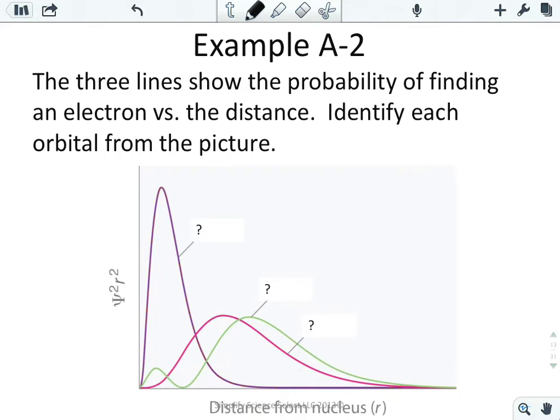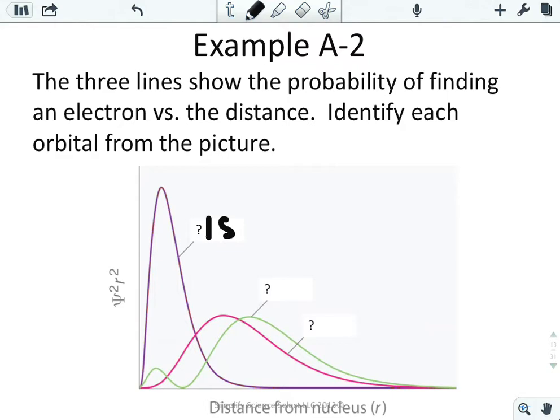Looking at our next example, we see we have A2, and it says these 3 lines show the probability of finding electrons versus the distance, and we are to identify each orbital in the picture. So we see the distance is really close, so this is going to be our 1s, because it's really close and there's a really high probability of finding an electron. We can see this green one right here, and it's really close as well.